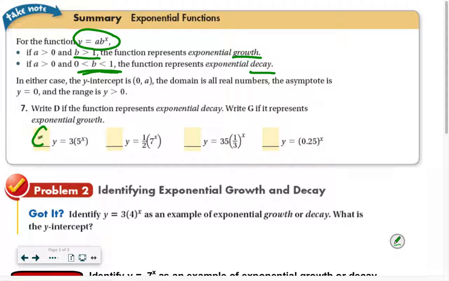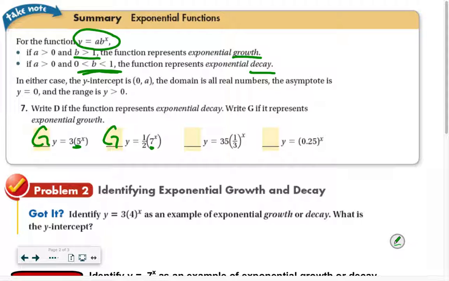Is that because of my 3 or my 5? My 5. My 5 is the one getting taken to the x power. So that's what I'm looking at to determine if it's growth or decay. What about half times 7 to the x power? Growth. Why? Because I'm only worried about my 7, not my half.